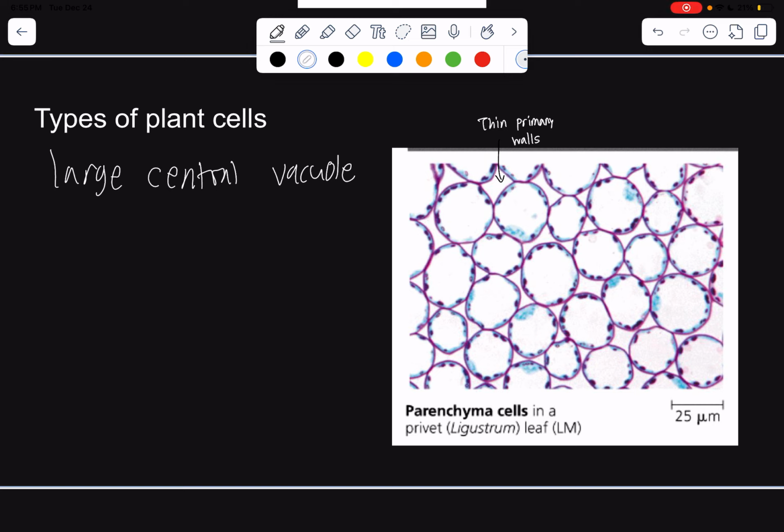And parenchyma cells perform most of the metabolic functions. This is very important. They perform most metabolic processes. For example, photosynthesis occurs within the chloroplasts of parenchyma cells in the leaves. Some parenchyma cells have colorless plastids, those in stems and roots, called amyloplasts, that store starch.